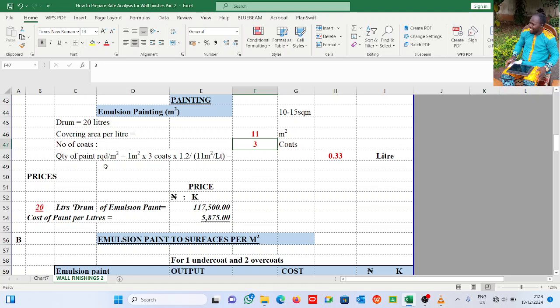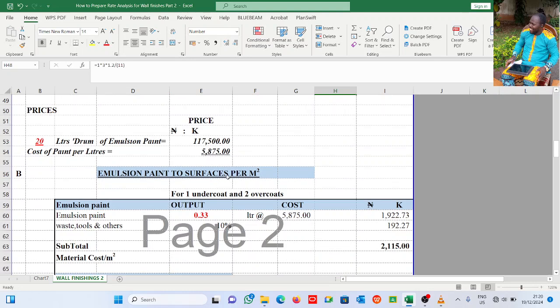So this is the quantity of paint required per square meter, and this is how it is calculated: 1 square meter times 3 coats, times 1.2. How did you get 1.2 here? Now remember, when you get a paint, water is applied. It's thick, so you need to apply water to make it fluid enough for application. So the addition of water increases the quantity by 20%. That's why you see here 1.2. Take note. So this we get here 0.33.